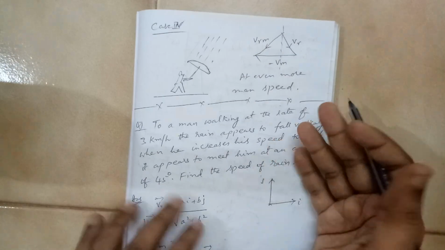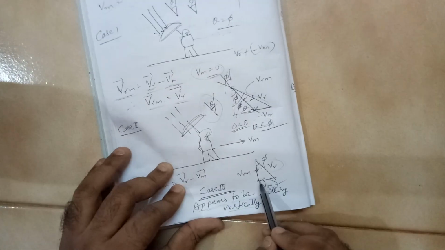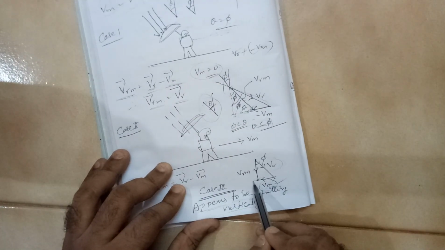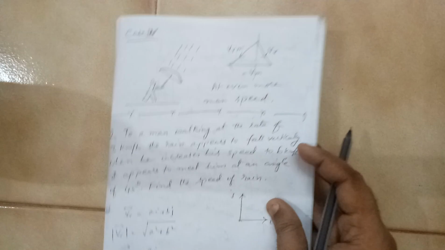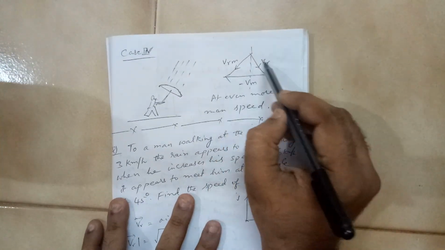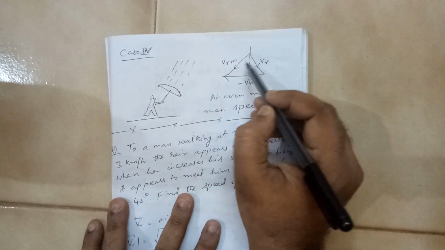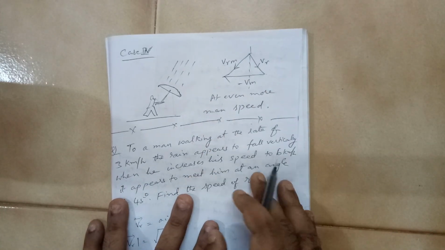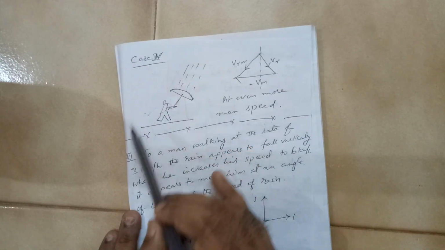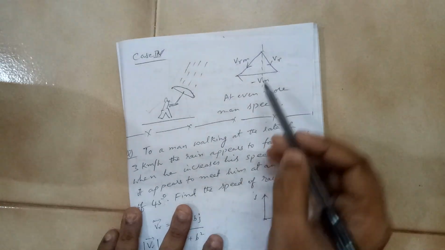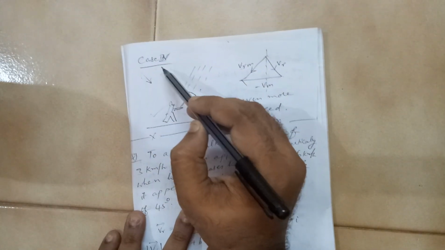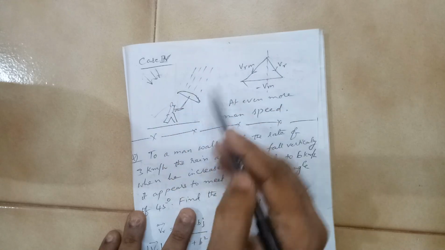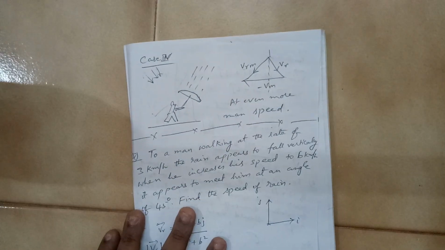Now if it is further increasing, then what will happen? This head will cross this vertical point and it will move in this direction as shown in this diagram. So this is VR, this is minus VM, so this will be VRM, right? So now the person has to hold the umbrella like this. Even though the rain is falling like this, he has to hold the umbrella like this.